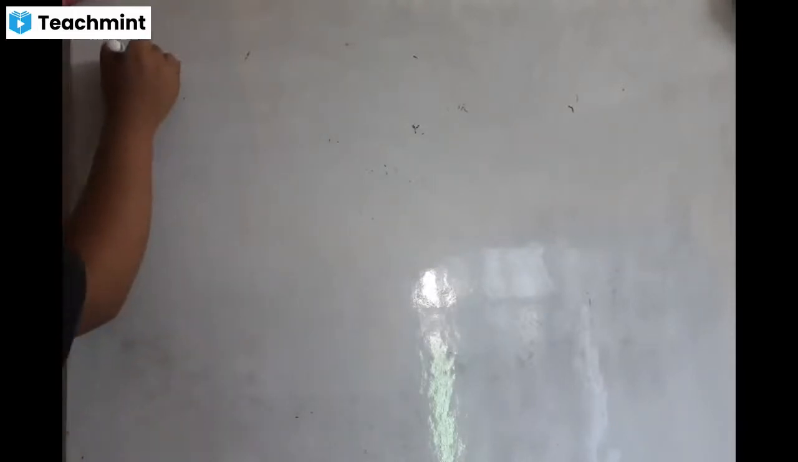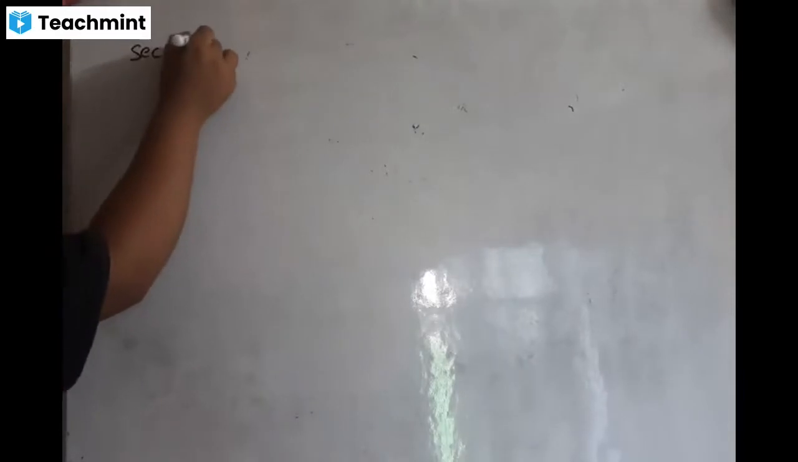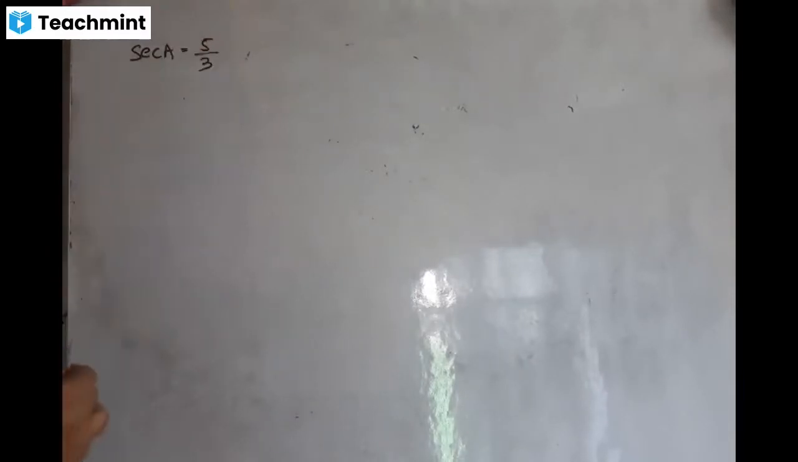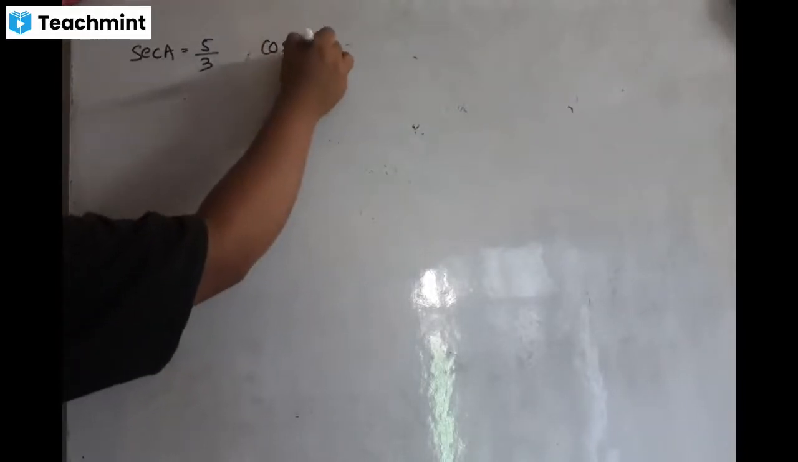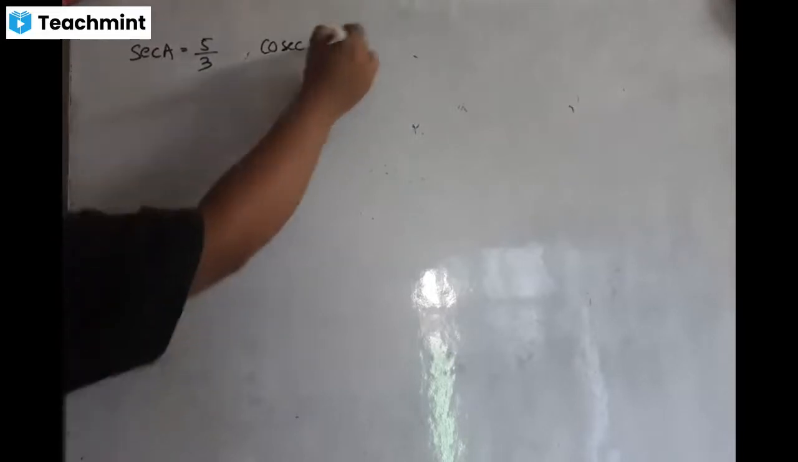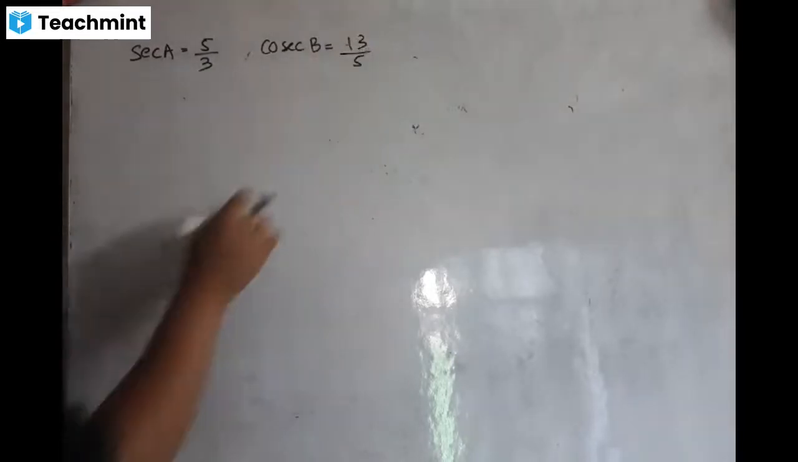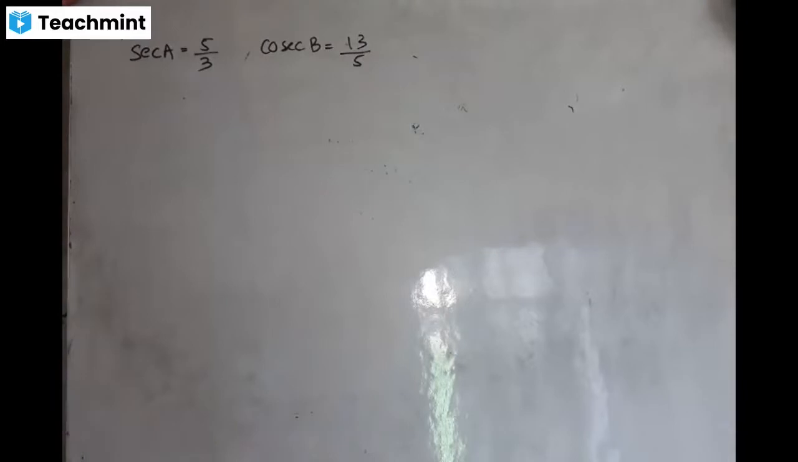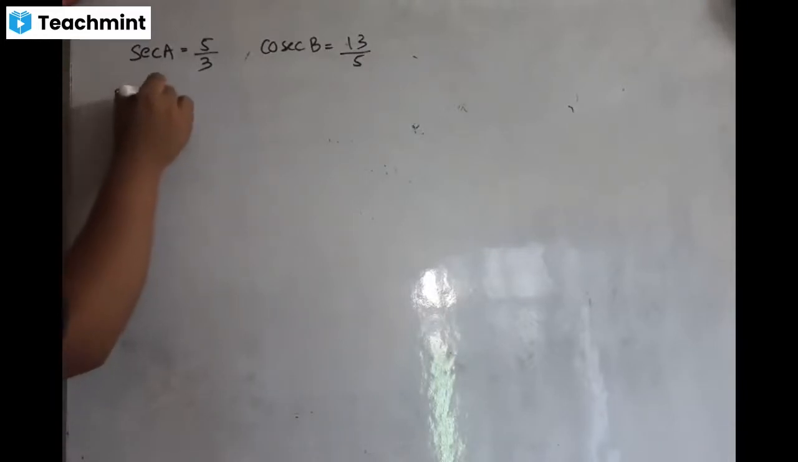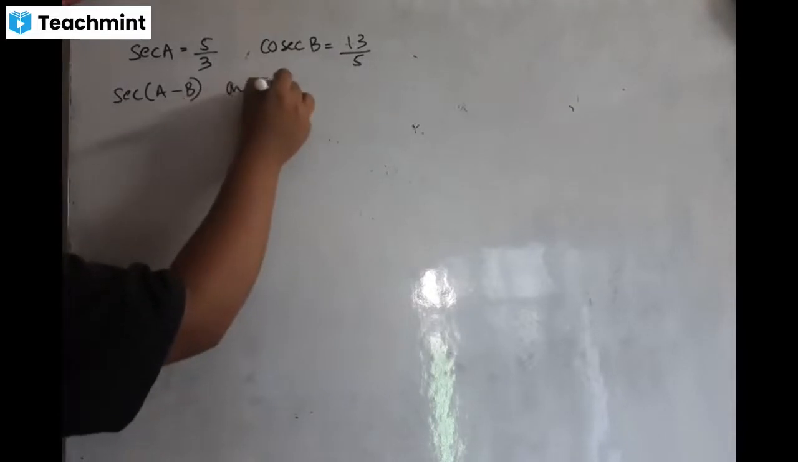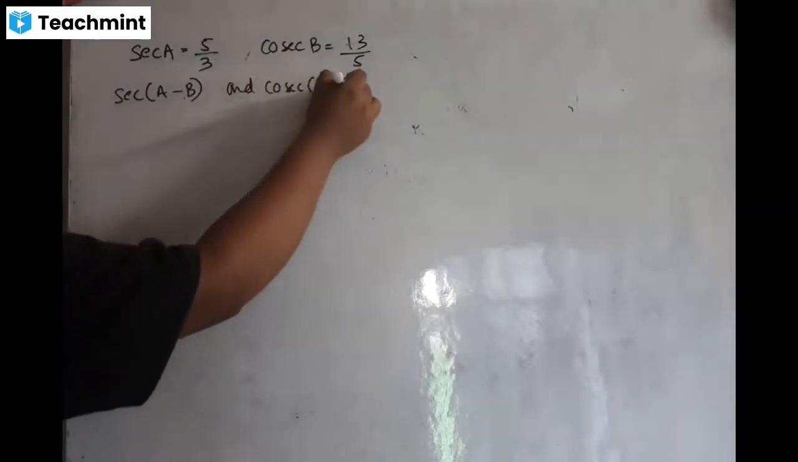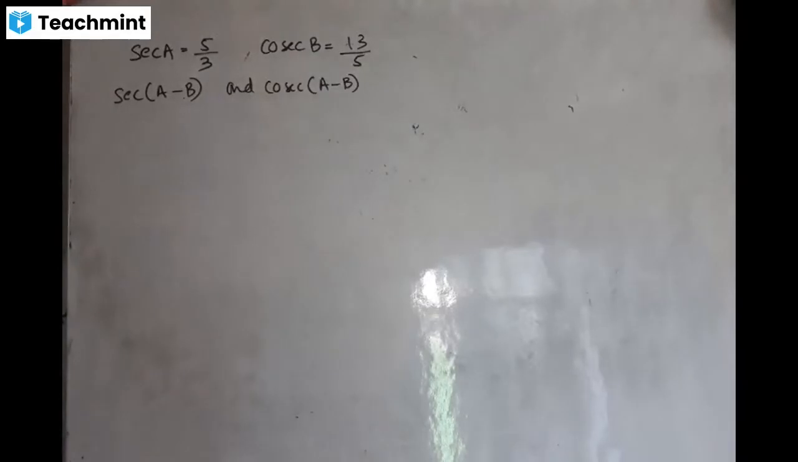So what is given is sec A is 5 by 3 and cosec B is 13 by 5. I have to find the value of sec A minus B and I have to find the value of cosec A minus B. Sec A minus B and cosec A minus B.